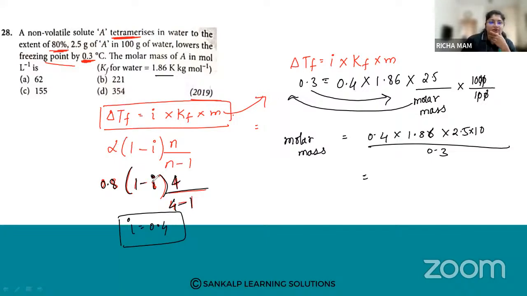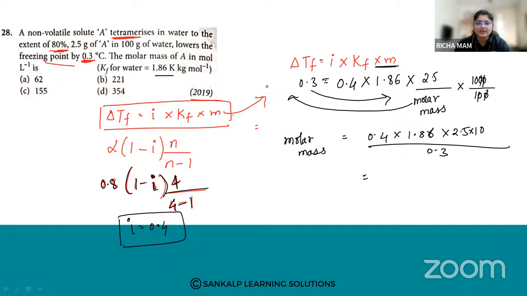So first we have found out the value of i by using the formula alpha equals 1 minus i, n by n minus 1, that is the extent of association. Then after that we are going to use the formula delta Tf is equal to i into Kf into m. From this, molality is nothing but given weight upon molecular weight divided by the mass of solvent in 1 kg.